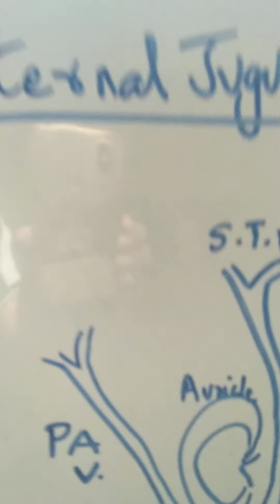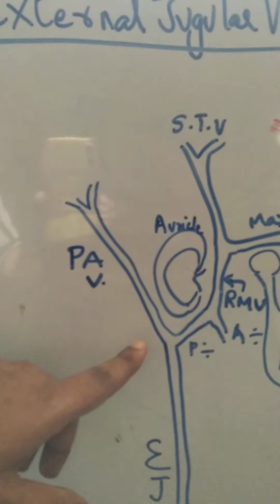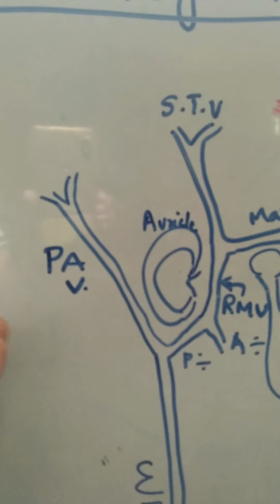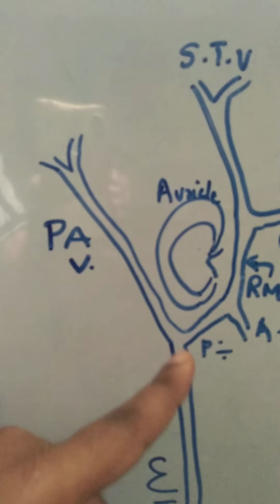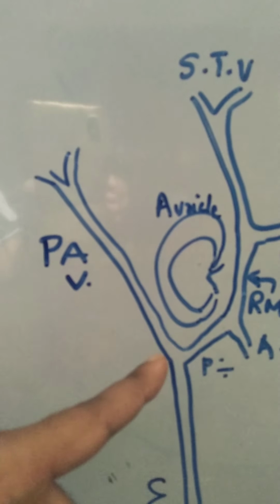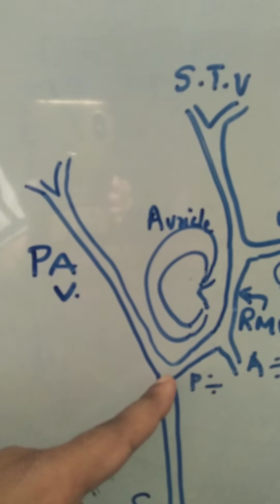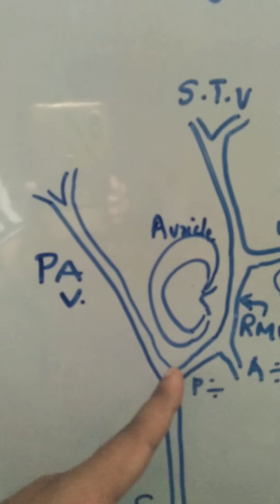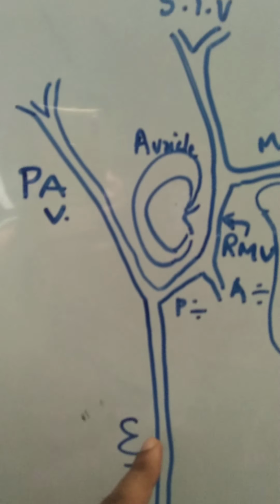So today's topic is what? External jugular vein, right? This external jugular vein is called so because it is on the external aspect of sternocleidomastoid, closer to the skin. It is formed at the level of just below the auricle by the joining of posterior division of retromandibular vein with posterior auricular vein. So these two veins join together to form external jugular vein.